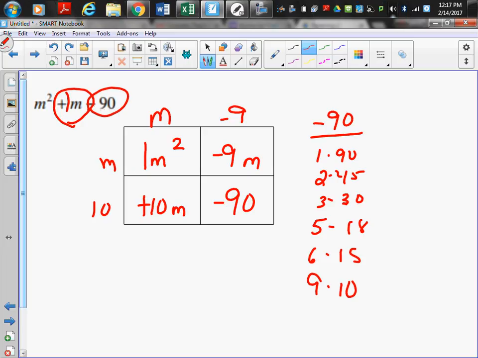Alright. When they're both negative, you factor out a negative. One is positive, one is negative, then it is positive. So this answer is m minus 9 times m plus 10. I like the other one better. Alright, so let's look at the next one.